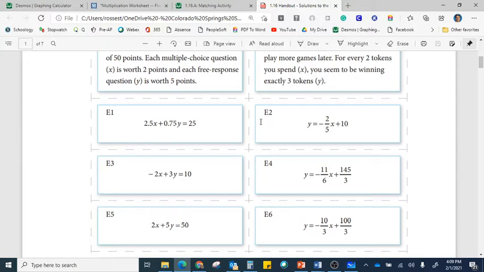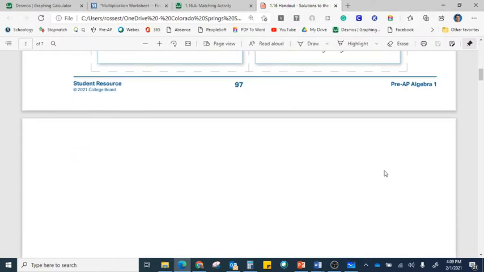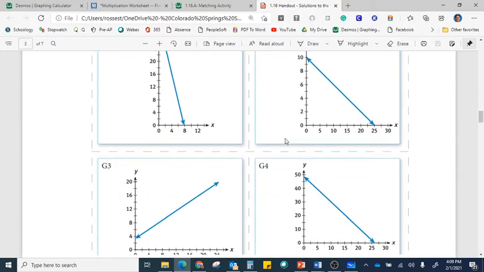On the other side over here, we have slope-intercept. These are the second type of equation that we're looking at, and all of these are in slope-intercept form: y equals mx plus b, y equals mx plus b, y equals mx plus b, and y equals mx plus b. Then we go down to the bottom, and these right here are graphs.